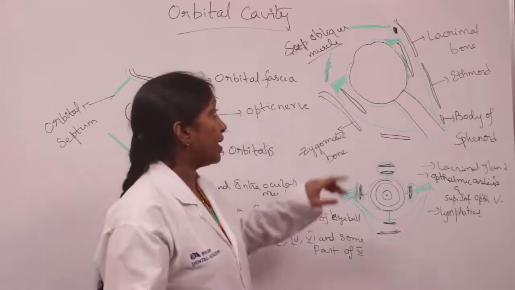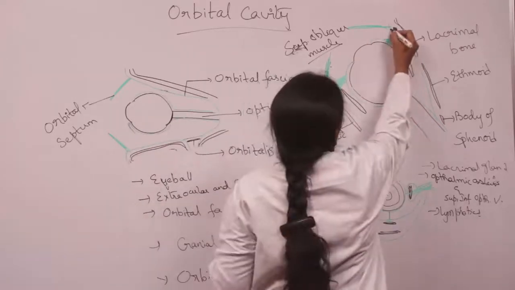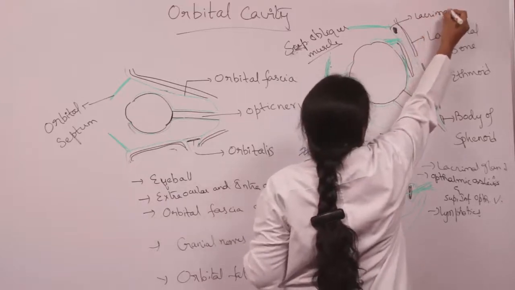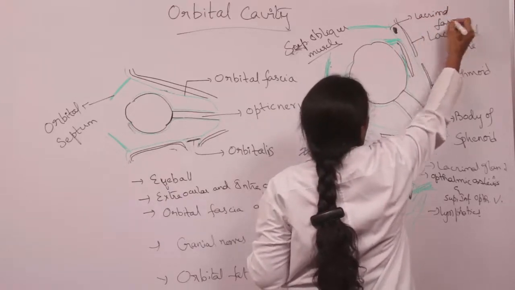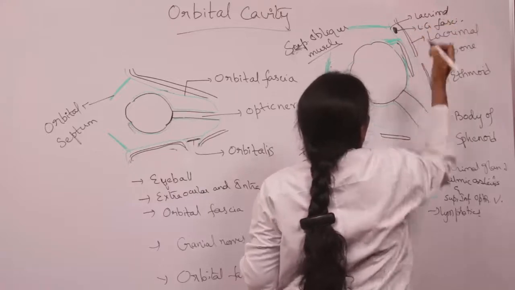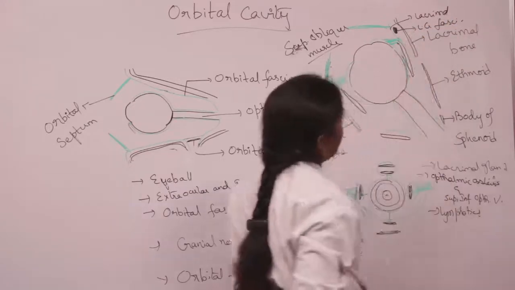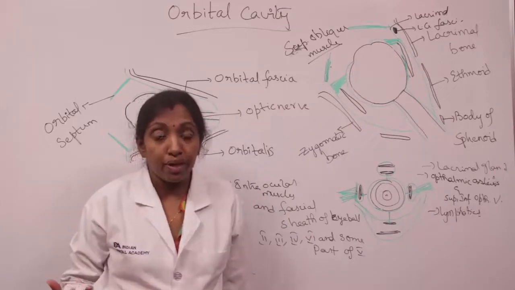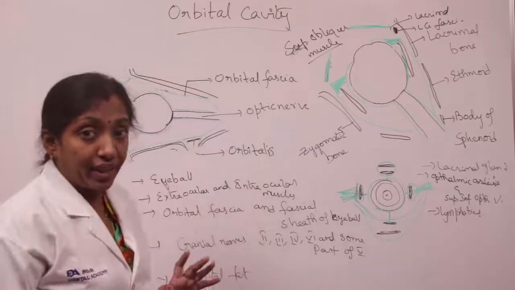This part we call the lacrimal fascia. This is the lacrimal gland, and the orbital fascia forms an extension over the lacrimal gland, that is the lacrimal fascia. So that's about the orbital fascia.